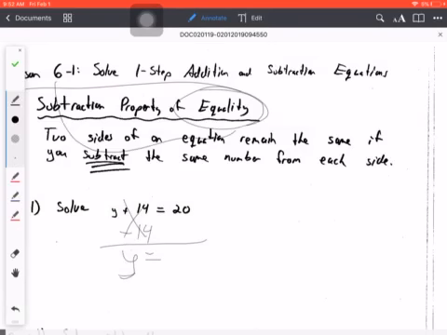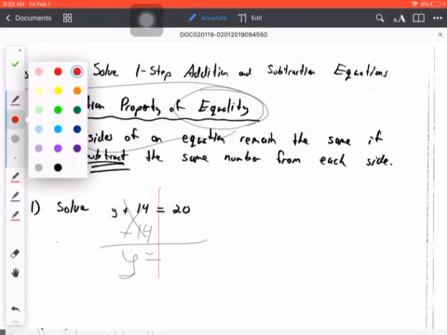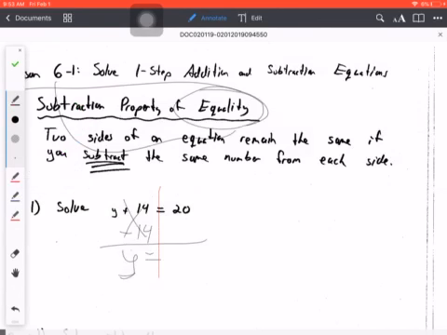So one really good strategy to help with that, if we make this, let's say, red, is to draw a line right through the equal sign. So this tells me that whatever I do to the left side of this line, I also have to do to the right side. So I subtracted 14 on the left side, so I need to subtract 14 on the right side as well. And if I do that, 20 minus 14 is 6.